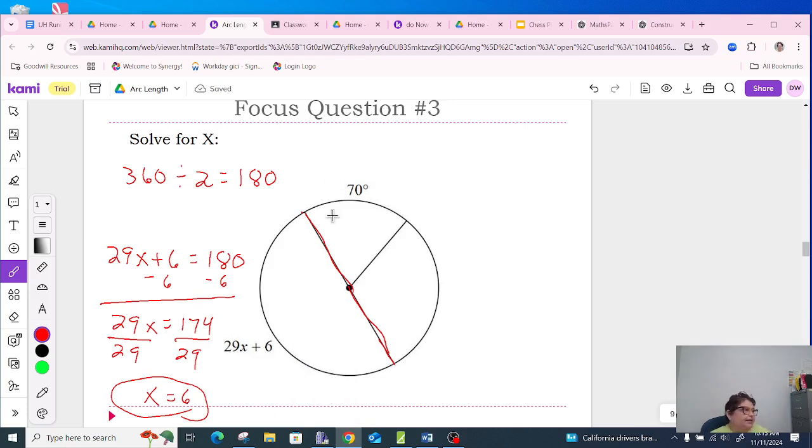Any questions on that? I think these are equal.